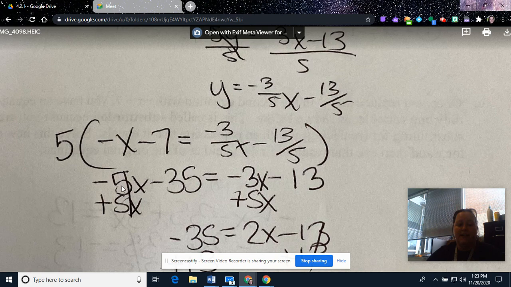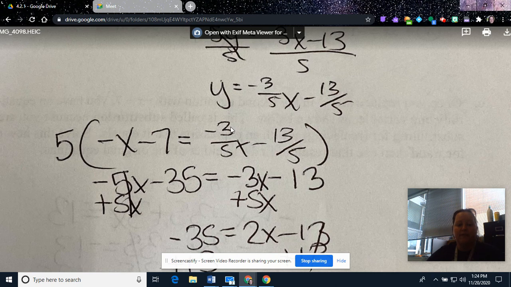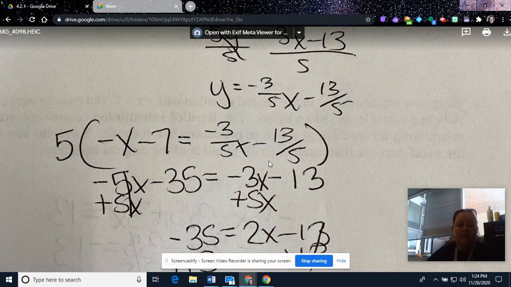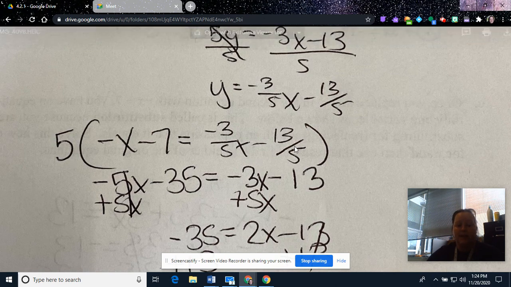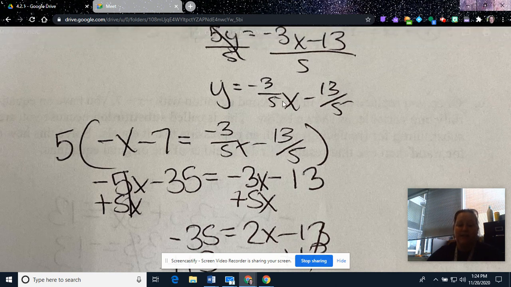5 times negative x is negative 5x. 5 times negative 7 is negative 35. Equals, and then check this out, 5 times 3 divided by 5. There's that 3, so it's negative 3x. Same thing here. If you have something on top and bottom, you can cancel it out. When it is the same denominator, the answer is going to be the numerator.